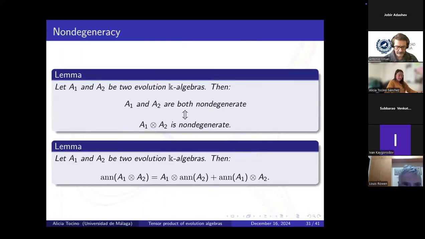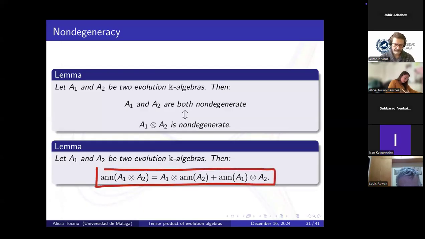Okay, more things. Regarding non-degeneracy, this is the natural thing that happens: A1 tensor A2 is non-degenerate if and only if A1 and A2 are both non-degenerate, and this equality holds regarding the annihilator and the tensor product of two evolution algebras.